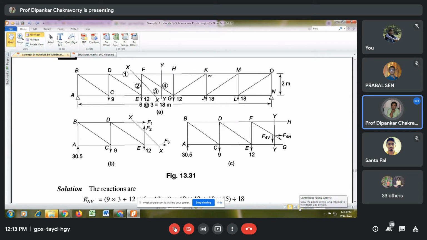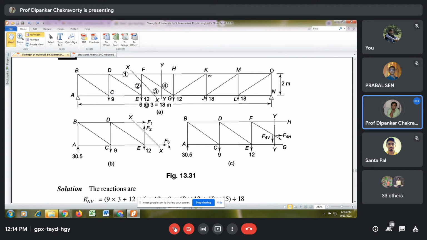Now please pay attention. When you have cut the section, this particular structure gets divided into 2 parts, and therefore the internal bar forces come out as external forces. The member force DF is designated by F1, the member force EF is designated as F2, and the member force EG is designated as F3, and all of them have been assumed to be tensile, and therefore they are all acting away from the portion whose equilibrium I am taking. Is it clear to you?